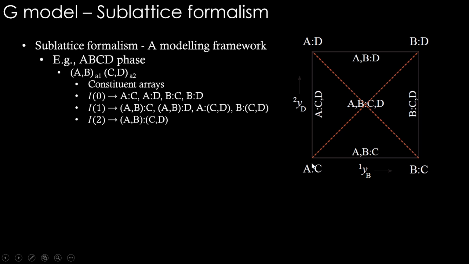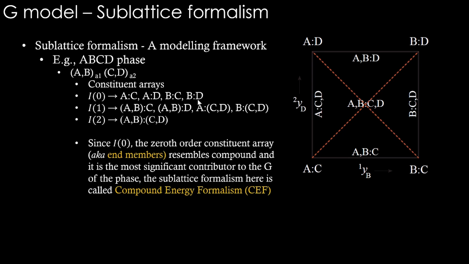They will be multiplied with fewer mole fractions, whereas across these lines you will have more mole fractions contributing to the mixing, and that will be multiplied by more mole fractions. Therefore, the most significant contribution to the Gibbs energy of this particular phase will come from these compounds. These are called end members, and they contribute the most to the Gibbs energy. Since I0, the zeroth order constituent array, also known as end members, resembles a compound, it is the most significant contributor to the Gibbs energy of the phase.